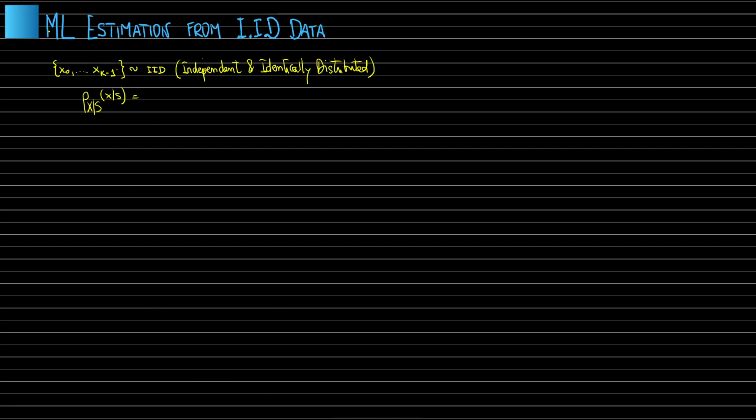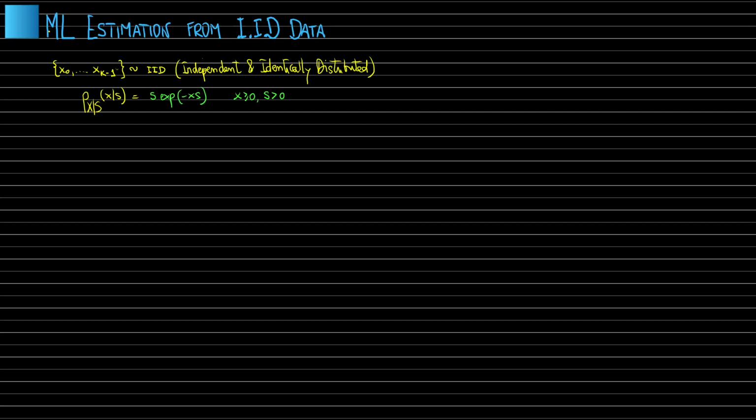Just as an example, we will assume that this distribution is an exponential distribution: S exponential of minus xS for any non-negative x and a positive parameter S. So the target variable is the parameter of the distribution. So how can we estimate S in this case?